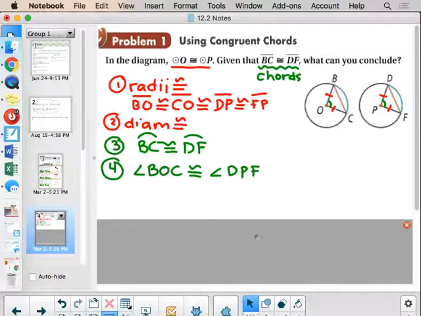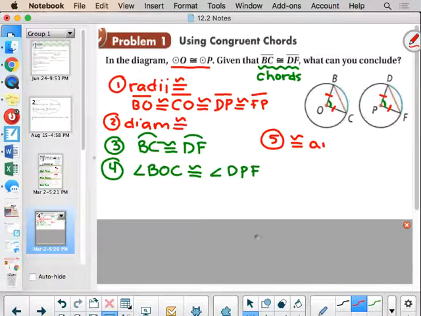Tommy? They have the same area. That's what I was trying to get at before. That fact up there, the fact that my circles are congruent, we know over here we have congruent areas. What else? Olivia? Would the triangles also be congruent? That's what I was looking for. Very good. Olivia got it. We're looking at the triangles on the inside being congruent. Triangle BOC is congruent to triangle DPF.